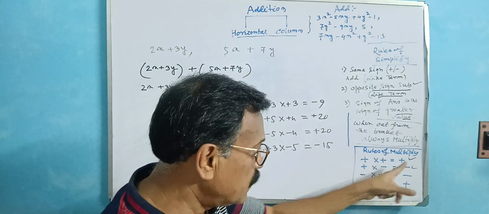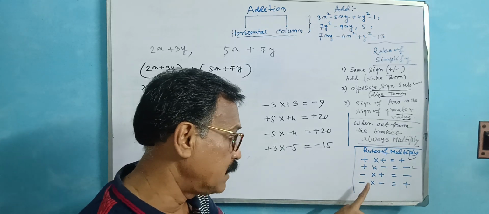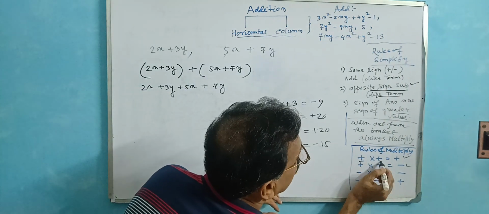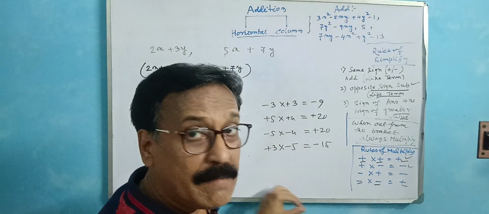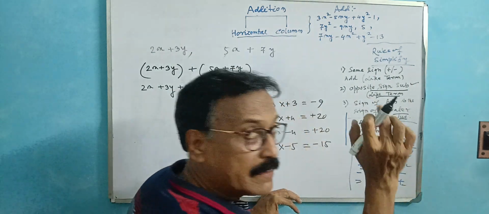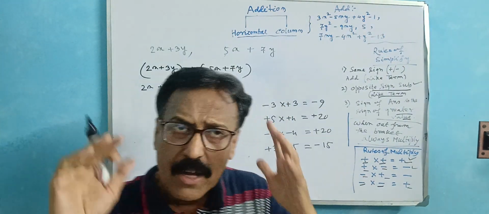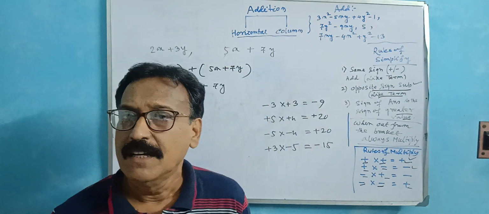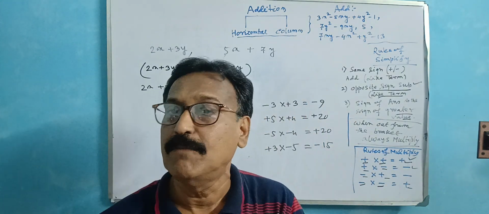Rule of multiply: plus into plus, minus into minus, plus into minus and minus into plus. If there are two signs that are the same, always plus. If the two signs are different, always minus in case of multiply, the rule of multiply.